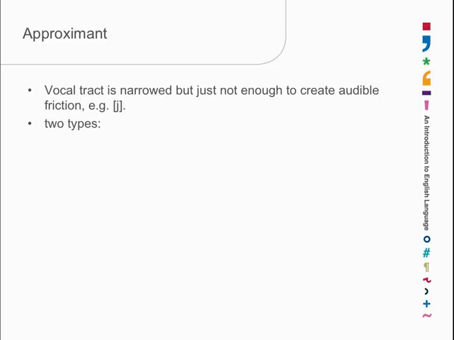There are two sorts of approximants. There are the liquids, L and R. We'll talk a bit more about those later. And there's also the glides, Y and W. Y and W have a kind of vowel-like character. They're almost vowels, whereas L and R are much more like consonants.